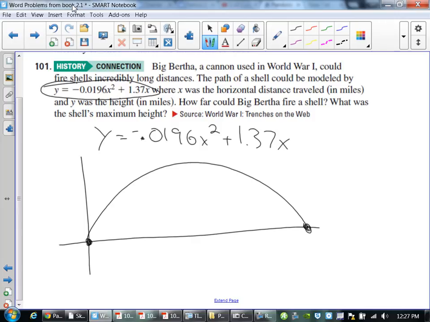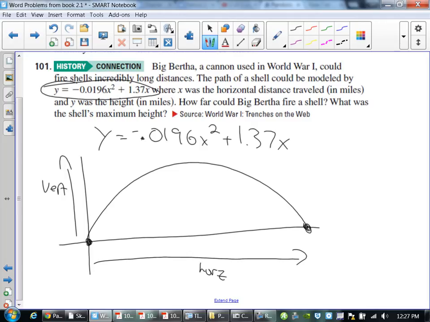There's some maximum value. It says that x is the horizontal distance traveled in miles. So I know that this distance is the horizontal, which means this is the vertical. So it asks you two things: how far could it fire a shell, and what's its maximum height?